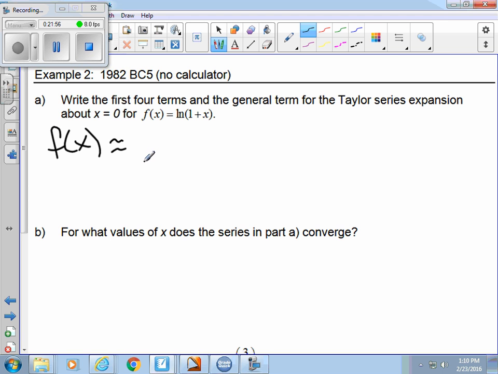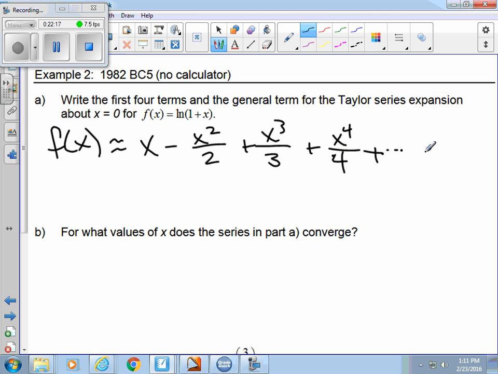So what is natural log of 1 plus x? Someone who has it close. What's my first term? x minus x squared over 2 plus x cubed over 3, and so on. It says first four, so one more. Minus x to the fourth over 4. Oh, sorry, you're right. And we need an alternator in front of that x to the n. And then negative 1 to the n plus 1.